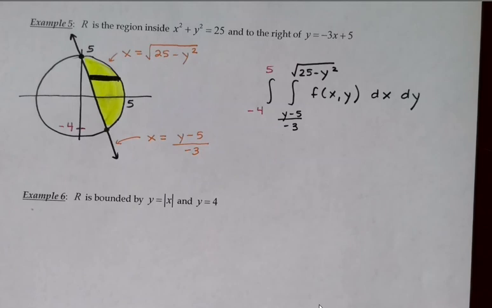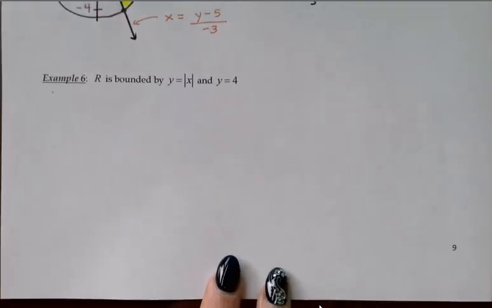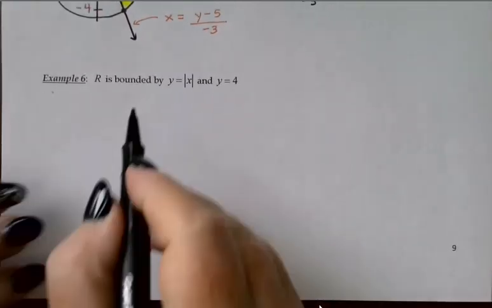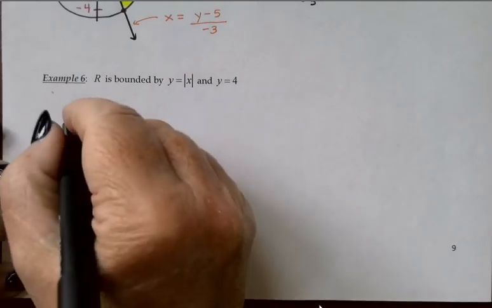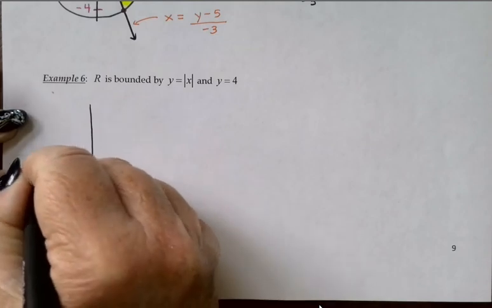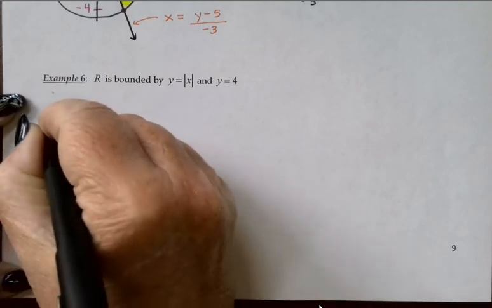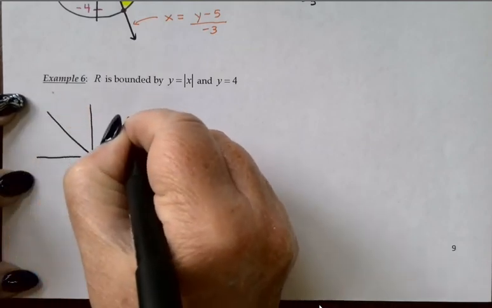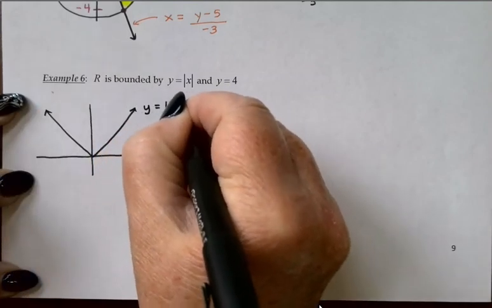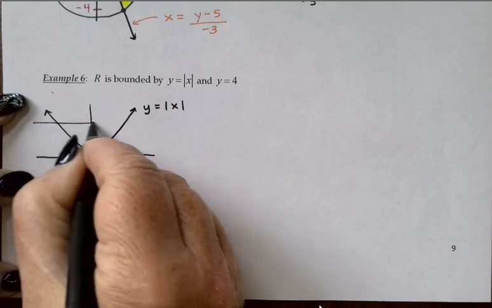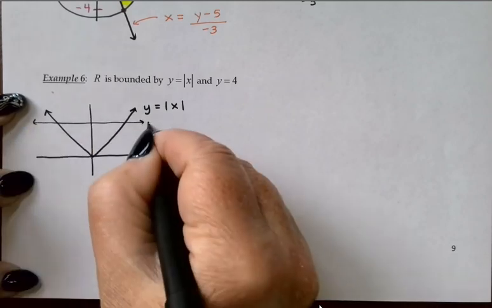All right, let's do one more. On this last one, r is bounded by y equals the absolute value of x, and y equals 4. So there's my absolute value graph. And on the horizontal line, y equals 4.